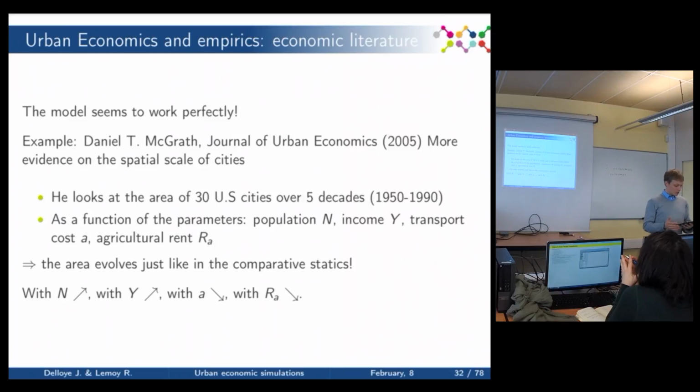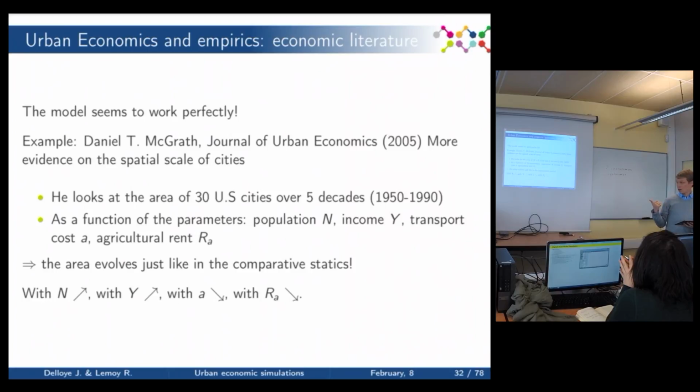I put it on Moodle, but I will summarize it quickly here. This author looks at the area of 30 American cities over 5 decades, between 1950 and 1990, with one time point at each decade. He also has for each of those cities its population, average income, transport cost, and agricultural rents at each time point. He does a statistical analysis to see how the area of these cities evolves with all these parameters.